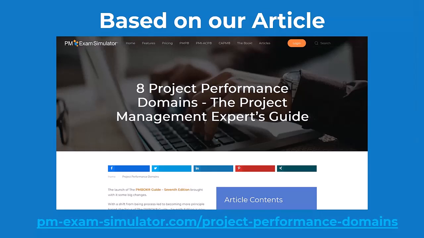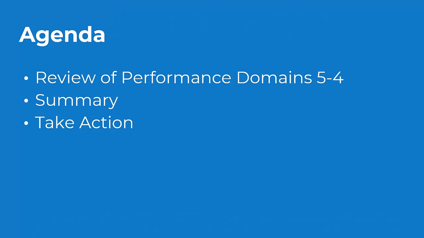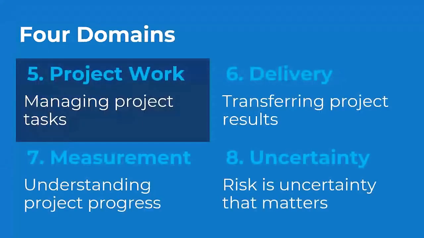Here is our agenda for today. We are going to be reviewing performance domains 5 to 4. Oh my, 5 to 8 is what this is supposed to read here. Slide number 3, and we are already finding a typo. Wonderful. This is what live presentation is all about. I'll do a quick summary at the end and also a take action for you. So let's start with domains 5 to 8 here.